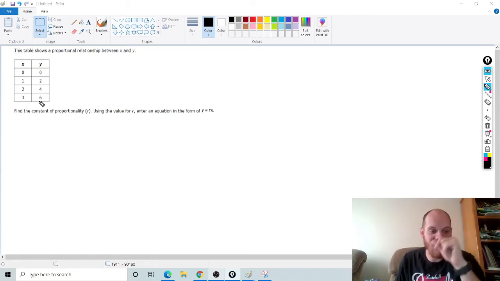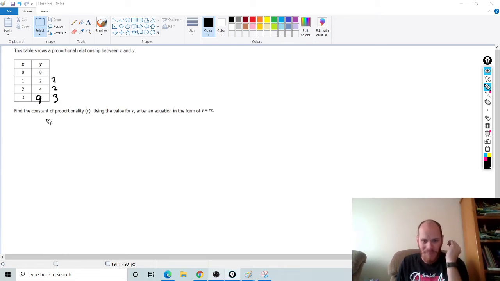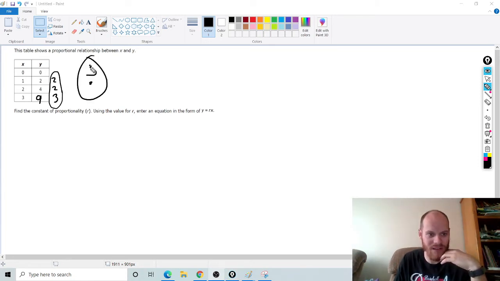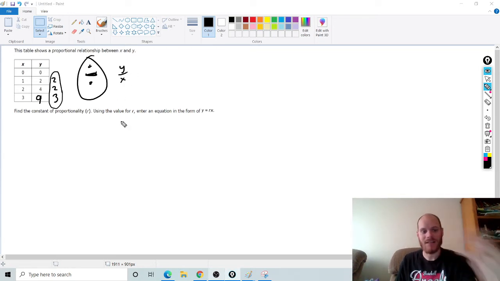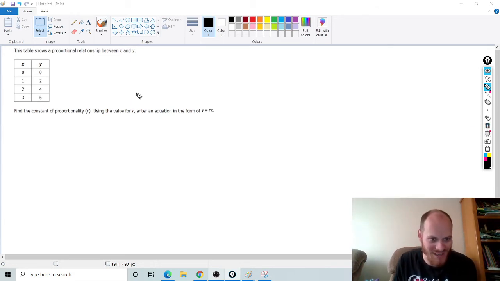Now, if something happens like this, where we'll say this is a 9 instead, you do the division, you get 2, and you get 3. Is this in a proportional relationship? No. Because all of these, when you divide them, have to be the exact same thing. So tip, this whole thing is all about this symbol right here, division. And remember, y over x is generally the best way to look at it. That is telling if something is in a proportional relationship using a table.